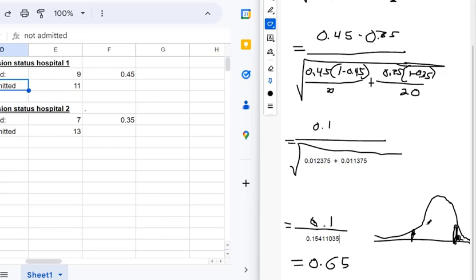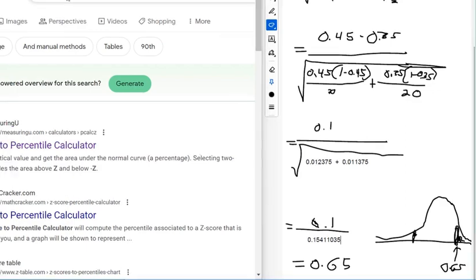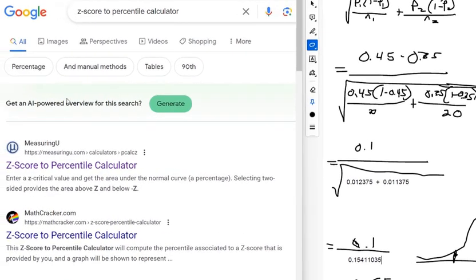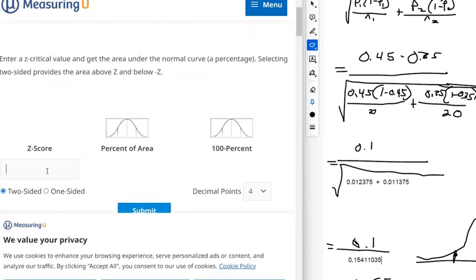So what you want to do, regardless of whether it's one-tailed or two-tailed, is look up a z-score of 0.65. So I'll go to Google and I'll do z-score to percentile calculator. I typed in, I'll move it up here so you can see what I typed, z-score to percentile calculator. Let's try the first one. Okay, this is good. We can plug in 0.65 and then it's even got a two-tailed option here for us.